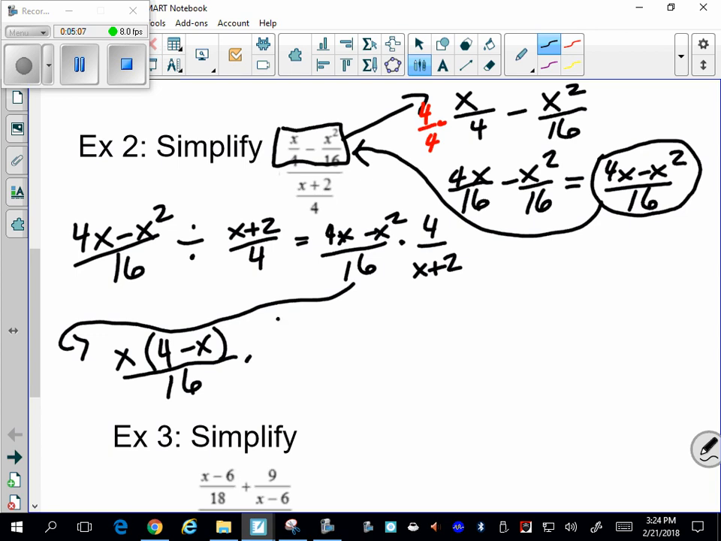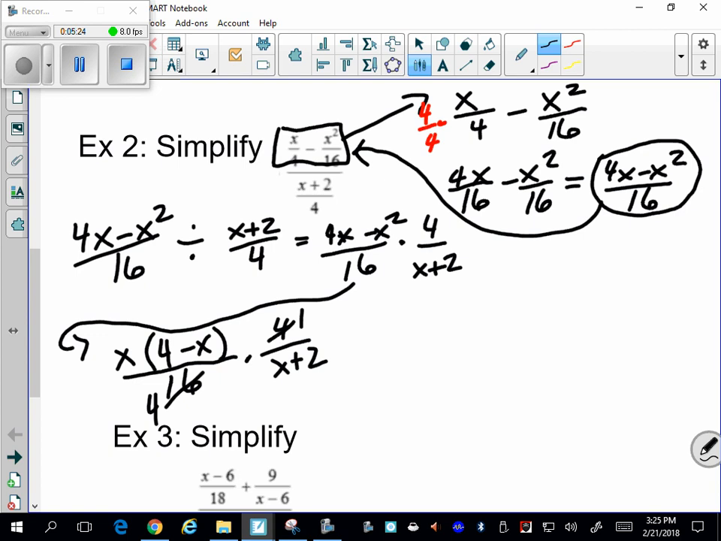4 and x plus 2 has no factors. It's already a factor by itself. Looking at numerators and denominators, monomials can divide by monomials, so 4/16. Any numerator can simplify with any denominator.